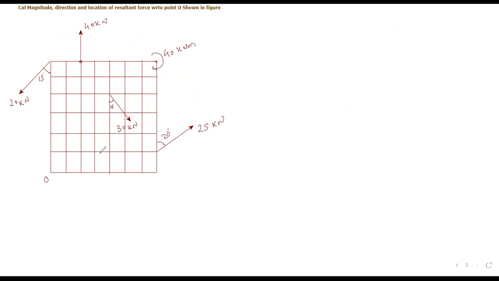in figure. Now, this is a grid system. Each grid having a 1 meter distance. So 1 meter, 1 meter, 1, 2, 3, 4, 5, 6, 7. So this total distance is 7 meter. Is it clear? And each grid having a 1 meter distance. Again, this is 1, 2, 3, 4, 5, 6. This is in y direction. Total distance is 6 meter. Is it clear or not? Please confirm me.